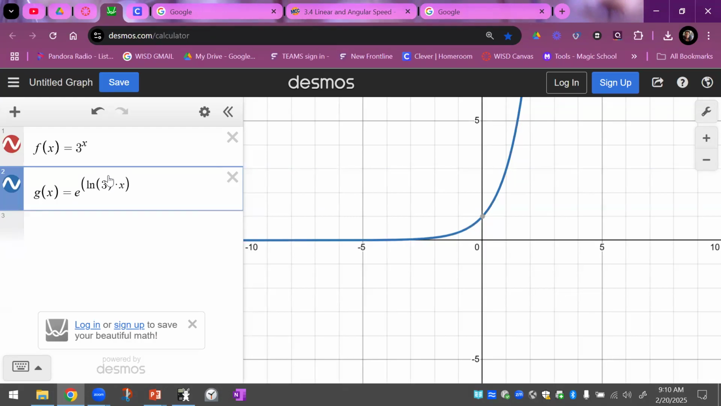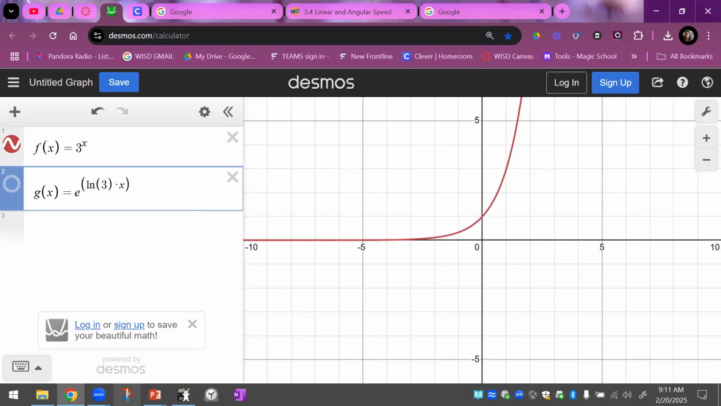They overlap. So that's proof that they're what? They're the same. So now we've proved visually what we got mathematically, they're the same, right? They're equivalent functions.